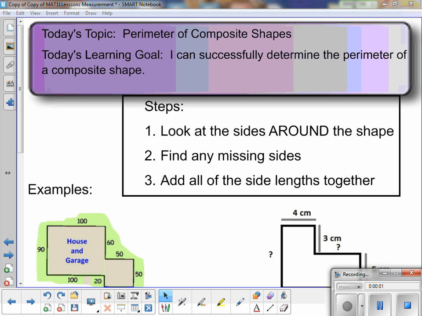Right, so what we're going to go back and look at again is perimeter. But this time, if you notice, it says perimeter of composite shapes. What it means by composite shapes, and it's down here for our goal too, is a shape that's made up of other shapes. So it's shapes put together.